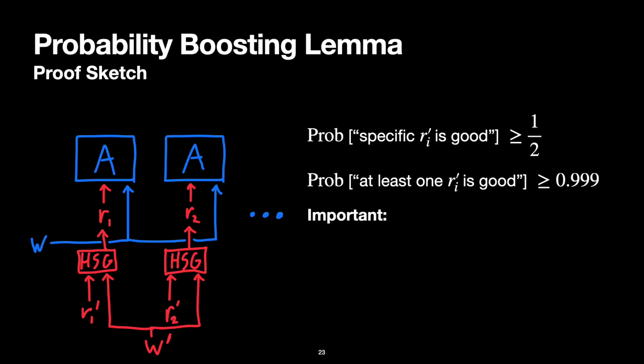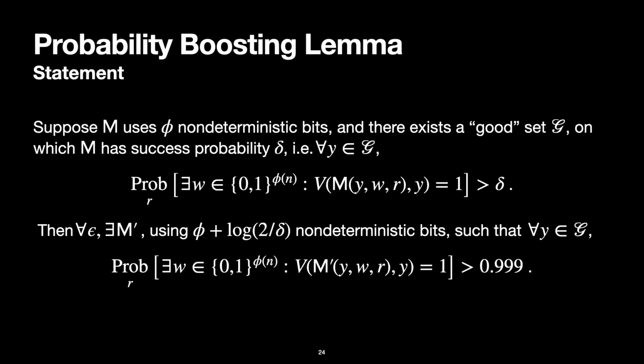Now, a very important note here. W and W prime are picked after R1 prime, R2 prime, etc. are picked. The witness bits are always picked at the very, very end, after everything else. Putting all that together, we have obtained our probability boosting lemma. Just remember, what does this probability boosting lemma say? It says if we have a lower bound that is not too low on our success chance of a non-deterministic adversary, then we can get an arbitrarily high success chance.